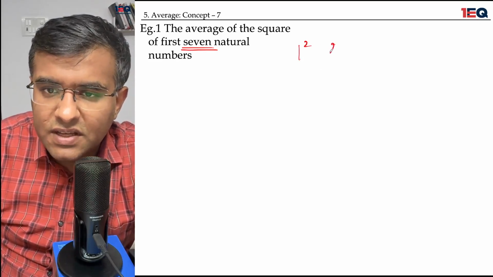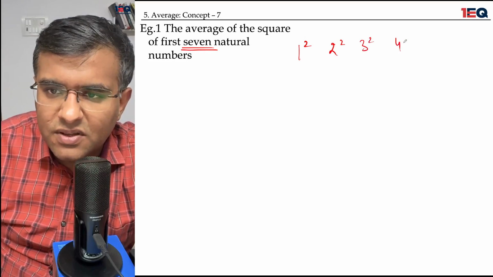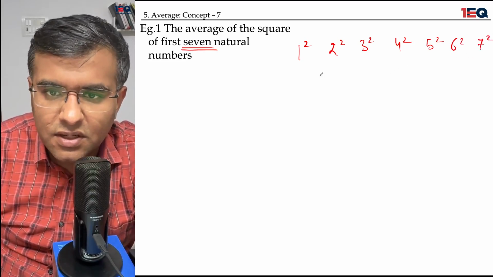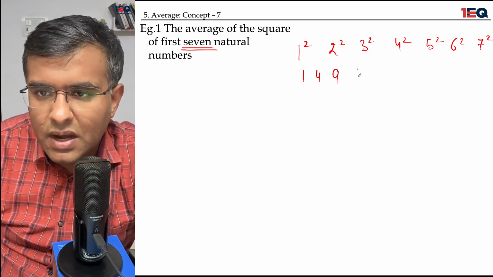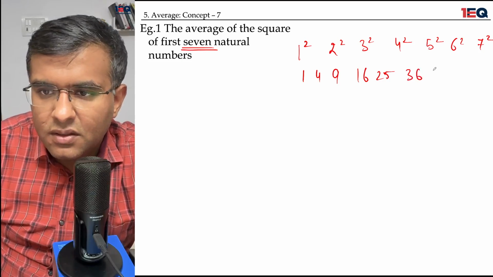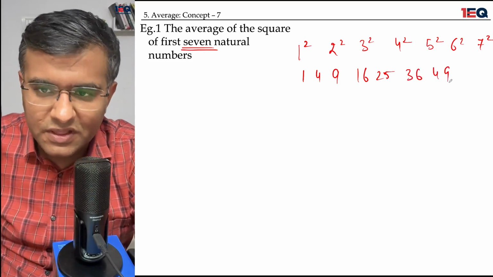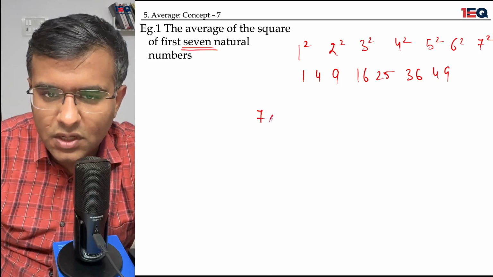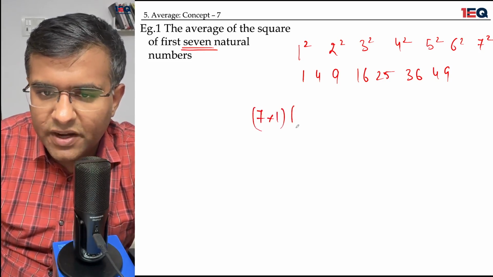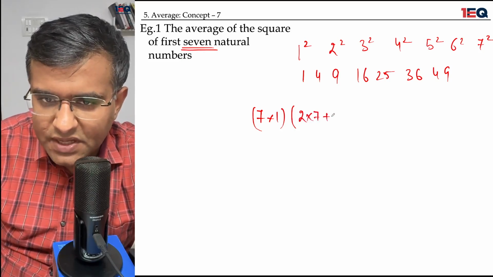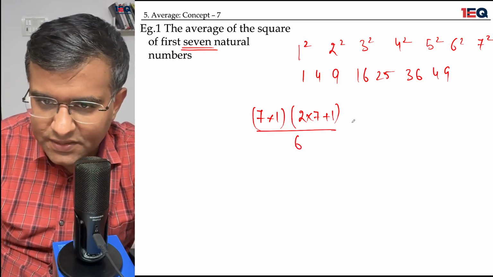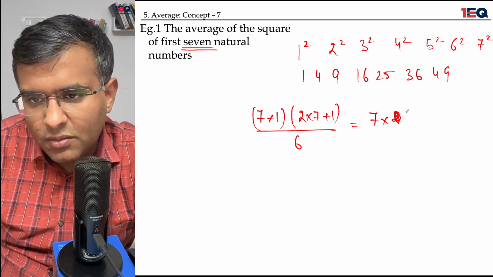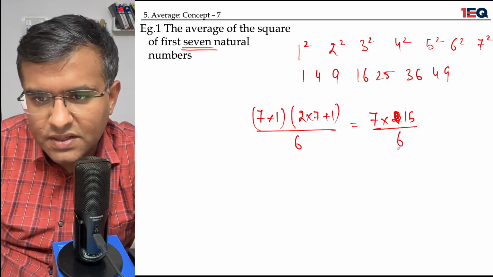See how tough this can be. 1 square plus 2 square plus 3 square plus 4 square plus 5 square plus 6 square plus 7 square. These are the first 7 natural numbers, this being 1, 4, 9, 16, 25, 36, and 49. Then you have to add all of them up. Then you have to do more. So the easier version of it would be 7 plus 1 multiplied by 2 into 7 plus 1 whole divided by 6. This would give you 6 multiplied by 14 plus 1 is 15 whole divided by 6.